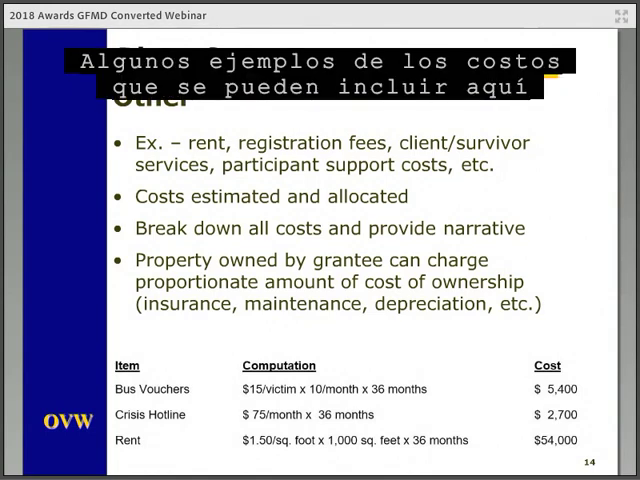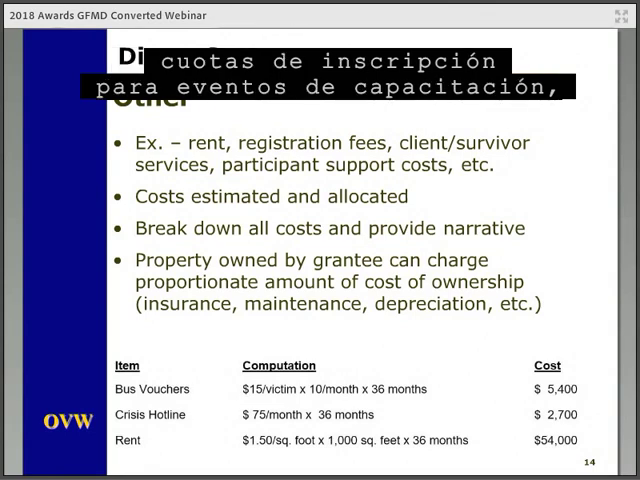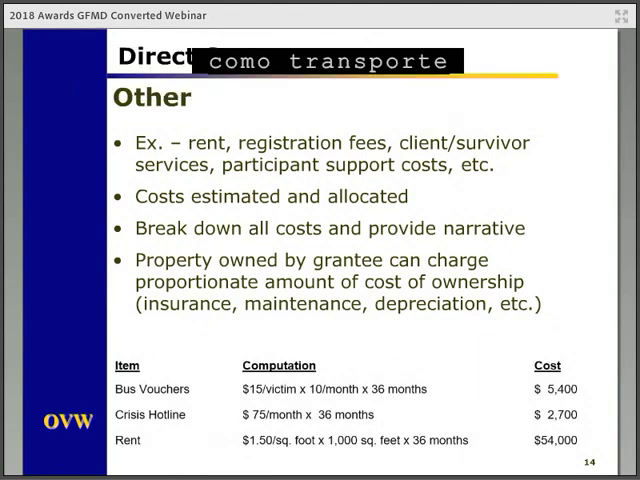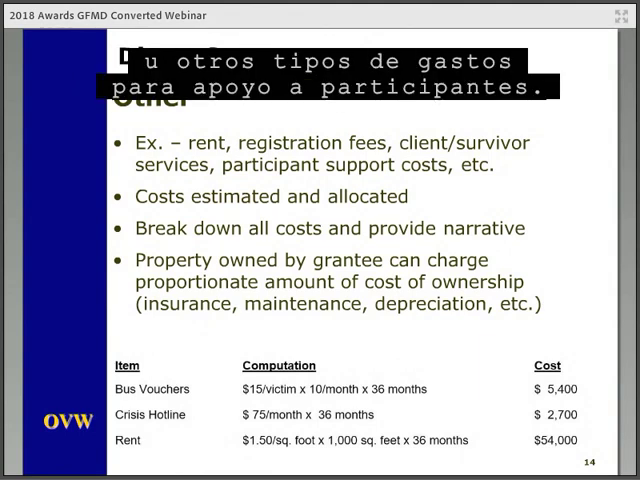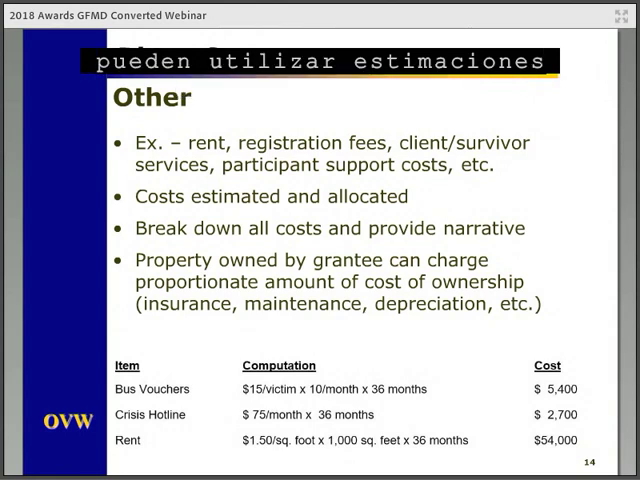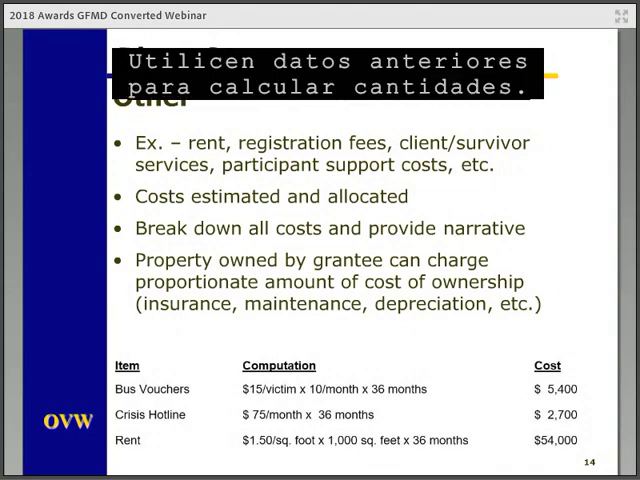Some examples of costs that go here include rent for office space for your staff, registration fees for training events, client and survivor assistance costs like transportation and other types of participant support costs. The costs listed in this category can use estimates if you don't know the exact monthly cost, or if it goes up and down each month. Just use historical data to estimate the figure.